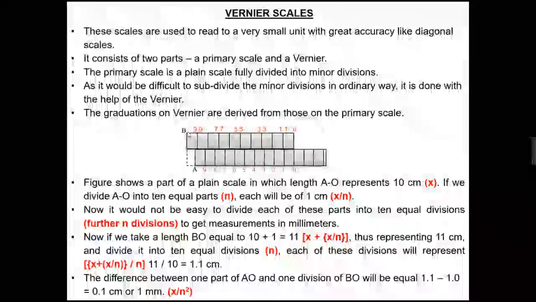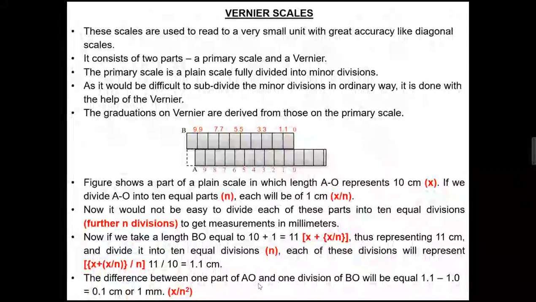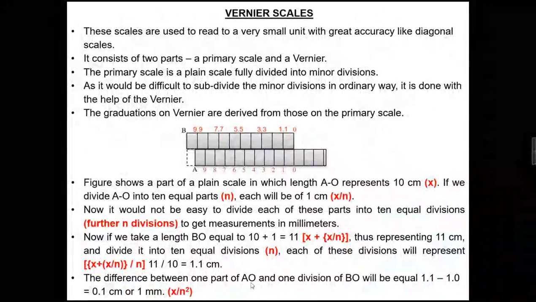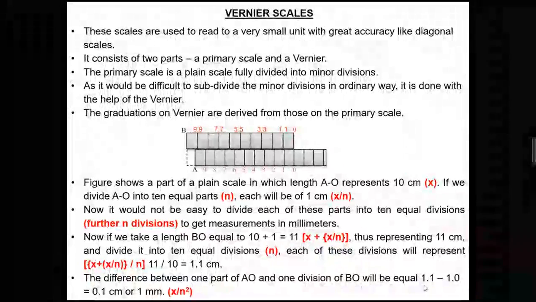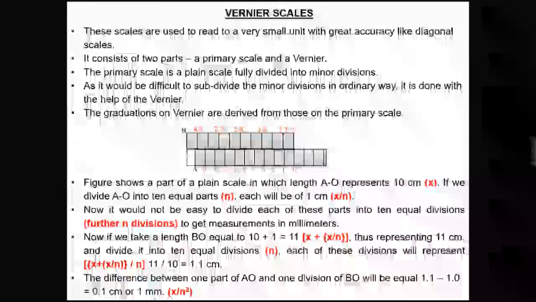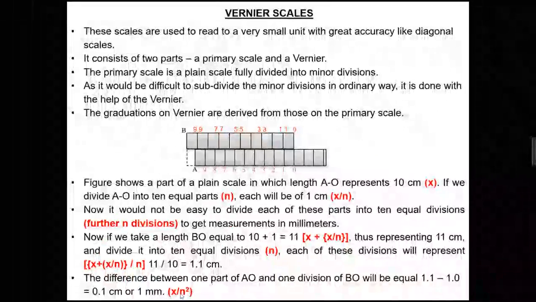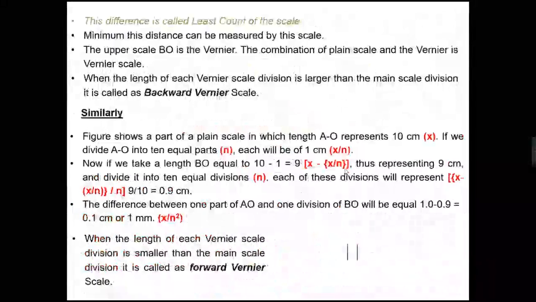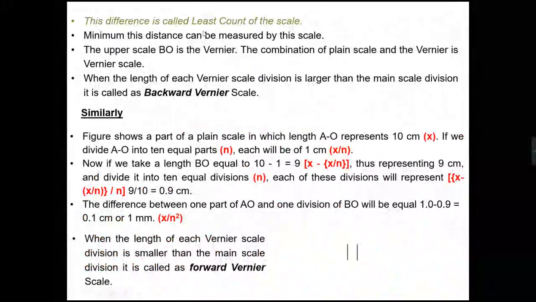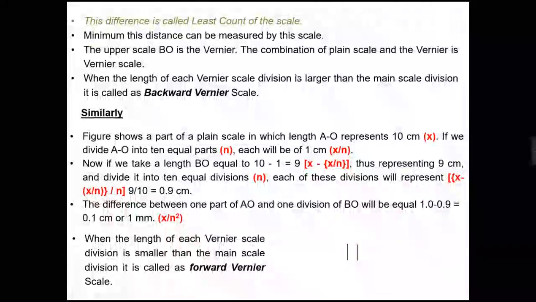So the last division will be here, the 11 centimeters. Or in general, it is x plus x by n divided by n. So the difference between the first part of AO, that is 1 centimeter, and one division of BO, that is 1.1 centimeter, will be equal to 0.1 centimeter or 1 mm, and in general it is x by n square. Okay. So this difference is called the least count of the scale.